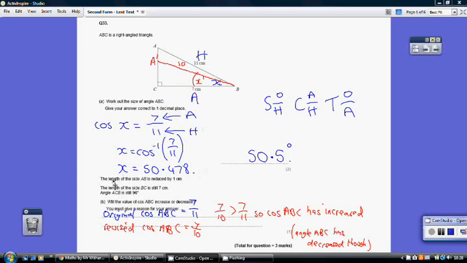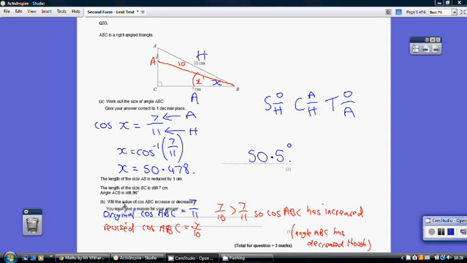Now, for part B, the length of the side AB is reduced by 1 centimetre. Now, I've popped this in red on the diagram up here. So AB is no longer 11, it is now 10. Okay, but we're told that BC is still 7, and this is still a right angle here. So just think about this triangle here with the red hypotenuse.